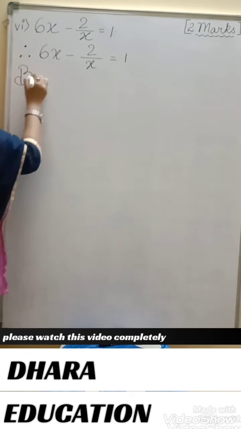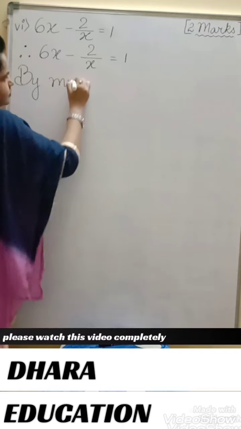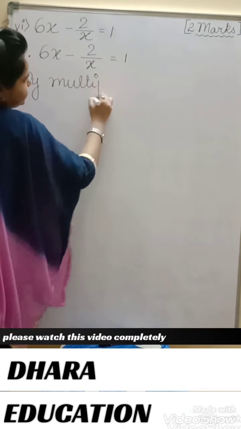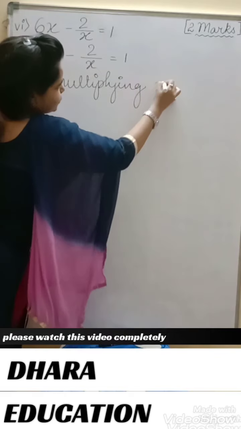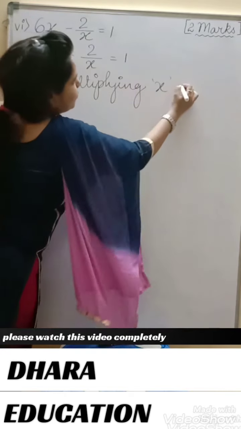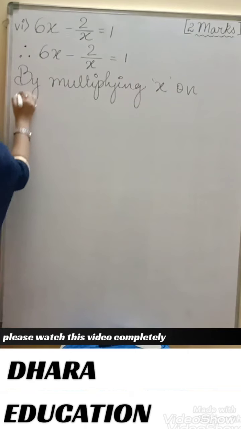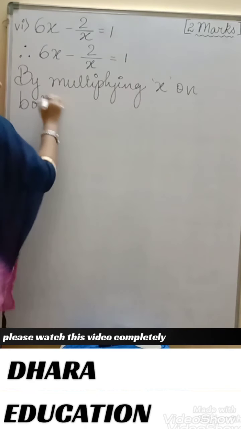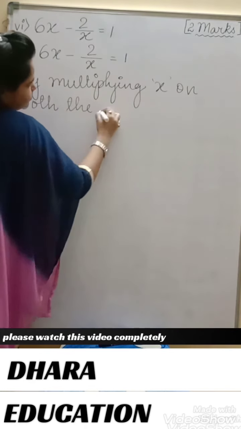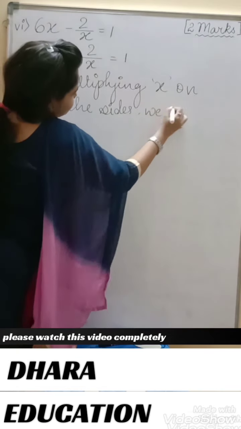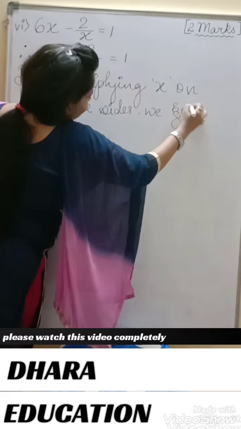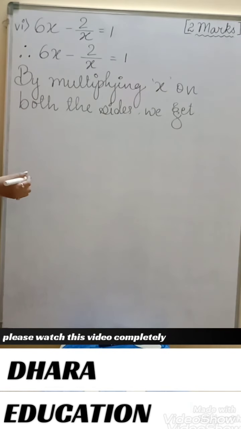Then by multiplying x on both the sides, here you have to write both the sides. We get, so what are we going to get?